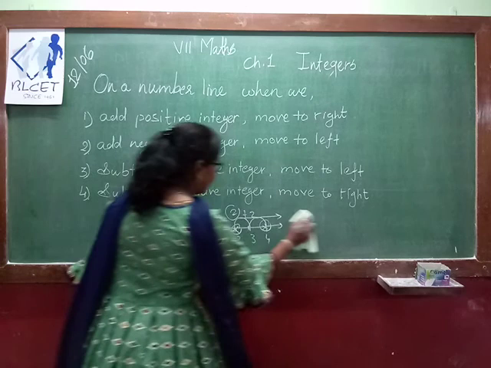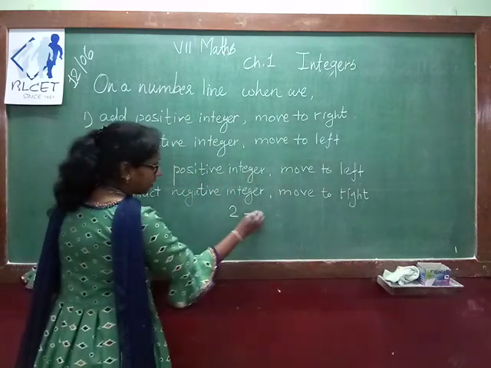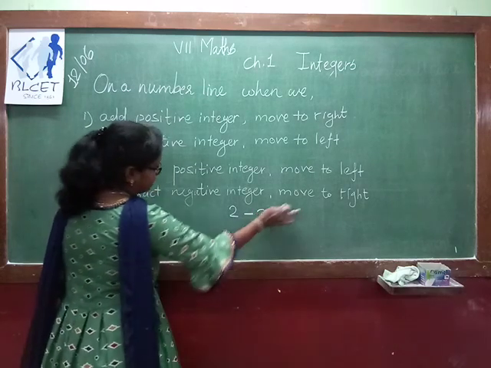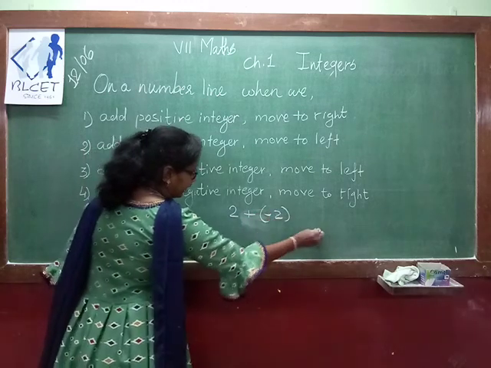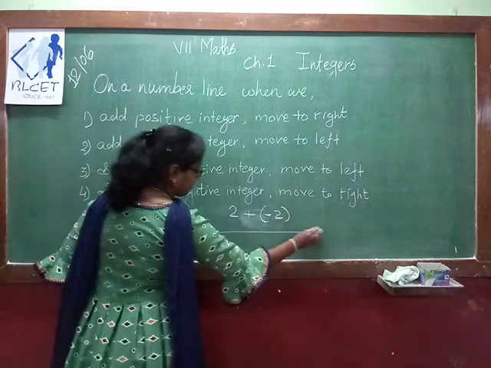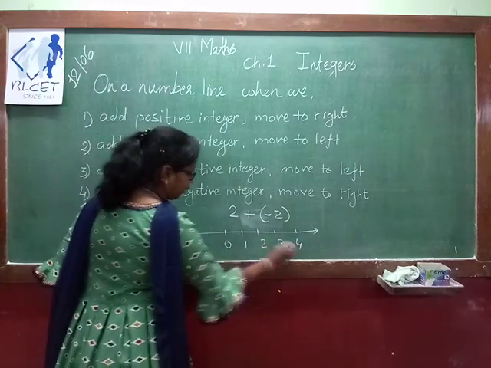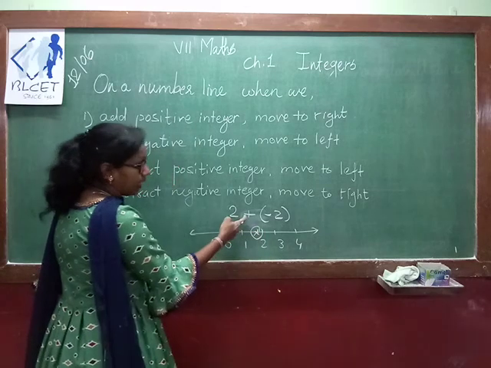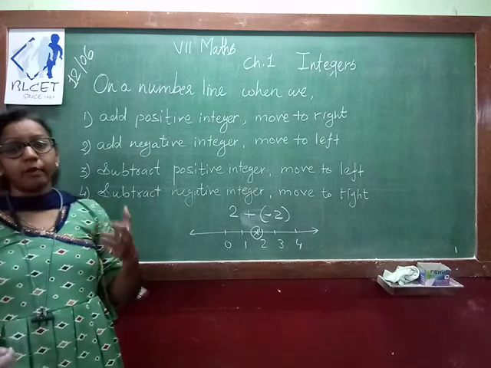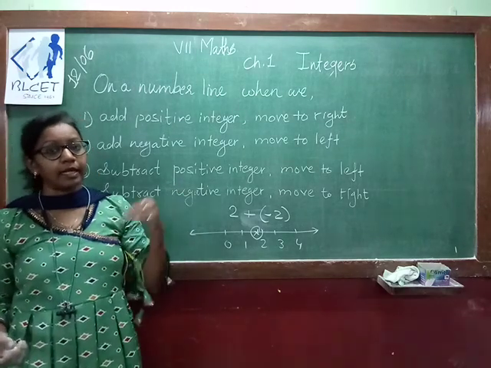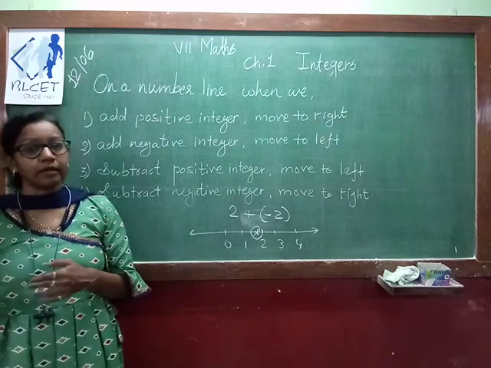Next, add negative integer. Suppose we want to add a negative integer. Same example I will take. 2 is a number, we are adding negative integers. 0, 1, 2, 3, 4. 2 is over here. We are adding negative integers, so we have to move in the left direction. If you have positivity within you and now you are adding negativity, then obviously your positive value will decrease. It will not increase. Okay?